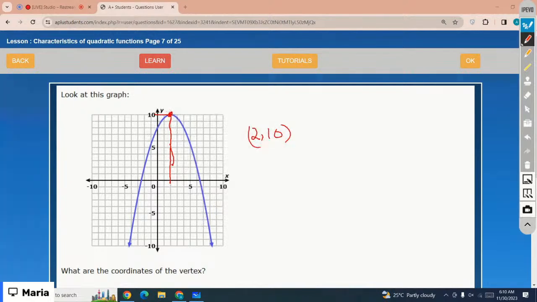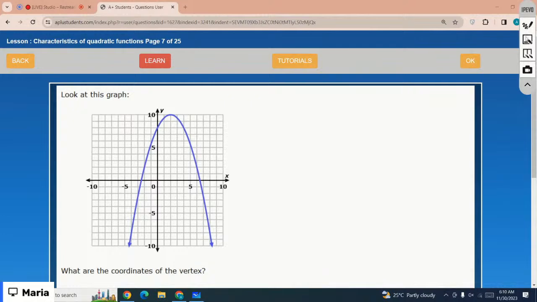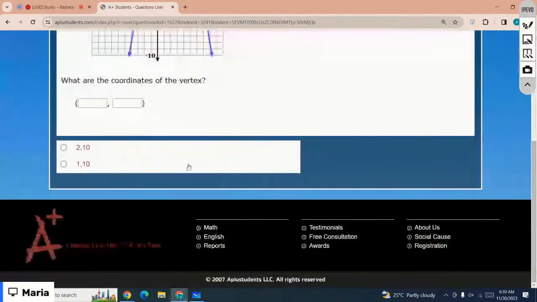This point is the vertex of the parabola, right? Because the parabola opens downward, the vertex is the maximum point of the parabola, that is 2 and 10. Option number 1 is the correct option, right?